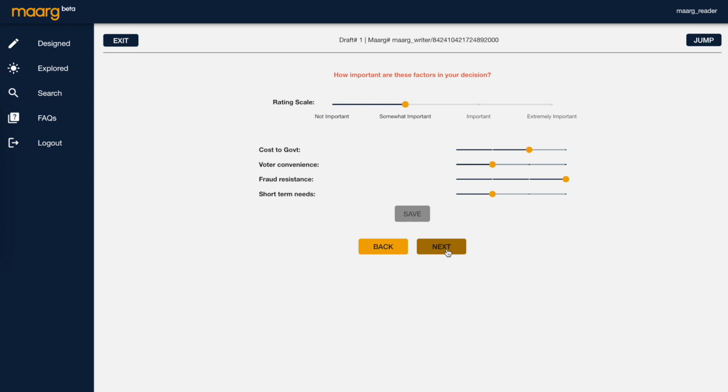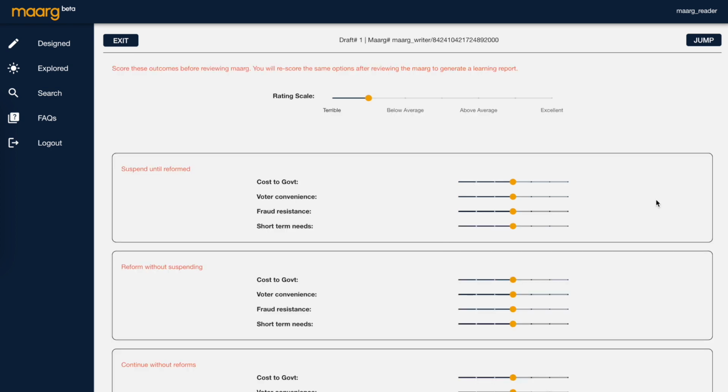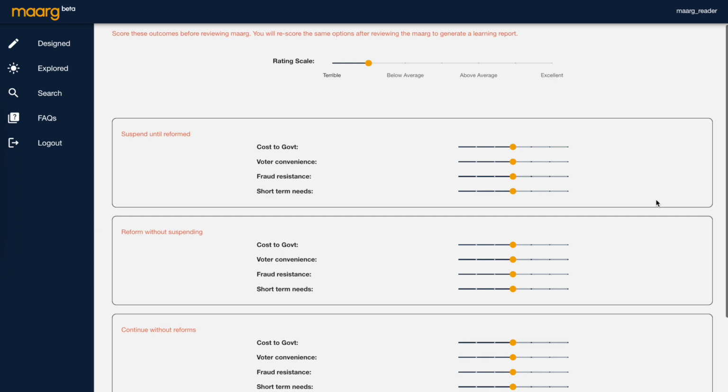Move to the next section. In order to understand the impact of a mark and how it shaped your opinion, we need to know your views before reading the arguments. You will rate each outcome again after reading all the arguments. The difference in your views is used to generate a learning report for you. Now, the learning report and all your responses are exclusive to you, and the writers will not know your decision. So, again, because this is just a random example, I'm going to put some random values here.